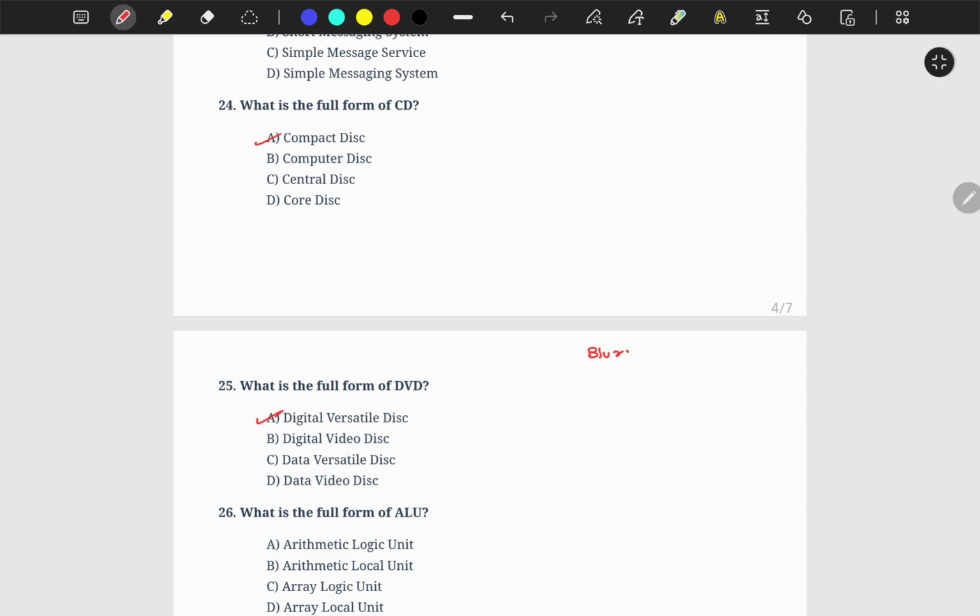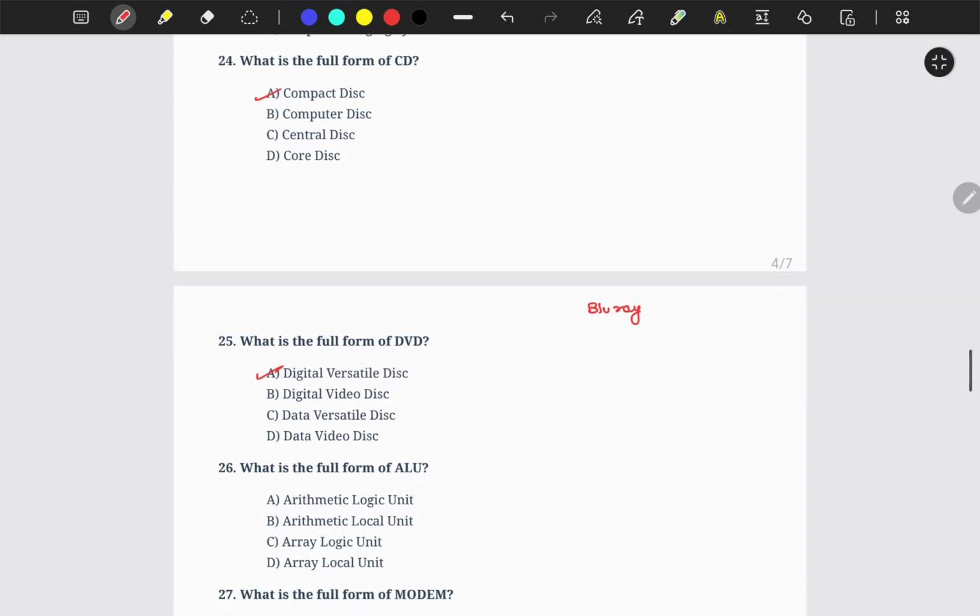So similarly, these are similar technologies, CD, DVD. What they differ in is the amount of information they can store. For example, CD has the least storage capacity, and then we have DVD, and then it is Blu-ray. This is according to the storage capacity.